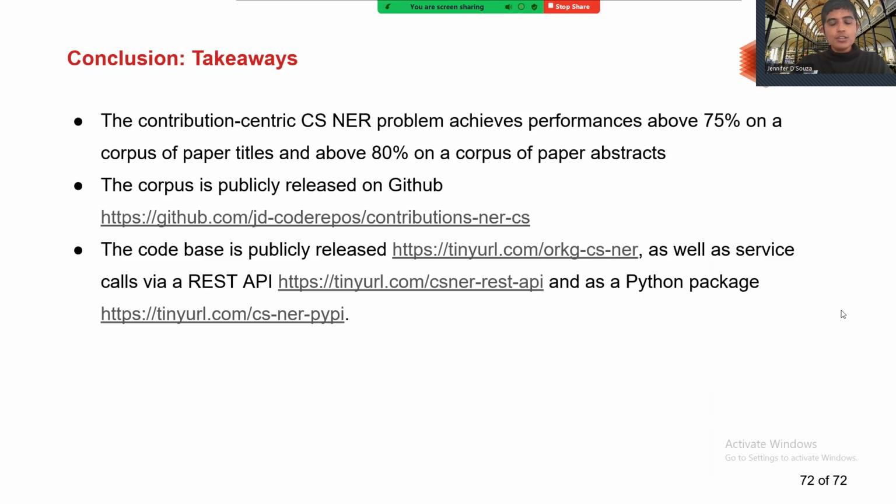So as a conclusion, we have seen that contribution-centric CS-NER achieves performances above 75% on a corpus of paper titles and above 80% on a corpus of paper abstracts. Our corpus and code base are all publicly available, and the links are also available in our paper.